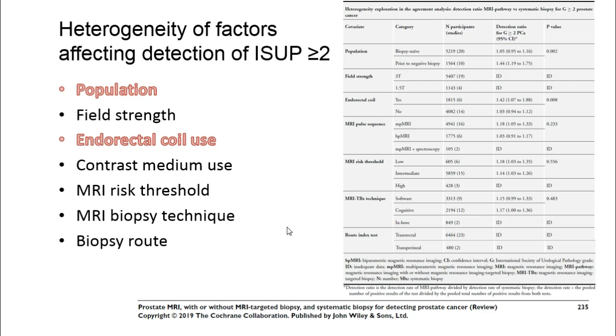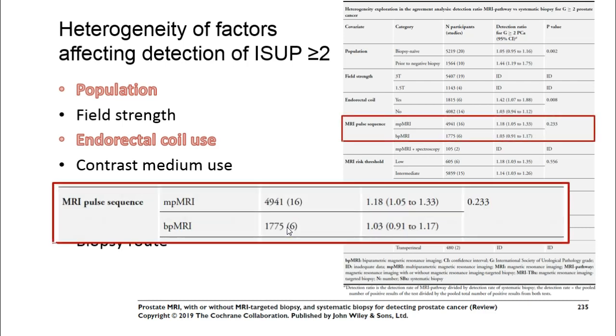Here is the Cochrane review that evaluated the factors that affected the ability of MRI to detect clinically significant cancers. What they noticed was that contrast medium use did not affect the ability of MRI to detect clinically significant cancers. But if you look at the detection ratio, the ability of MRI to improve upon the detection of clinically significant cancers compared to TRUS biopsies, you can see that the detection ratio for multiparametric MRI was larger but not clinically significant.